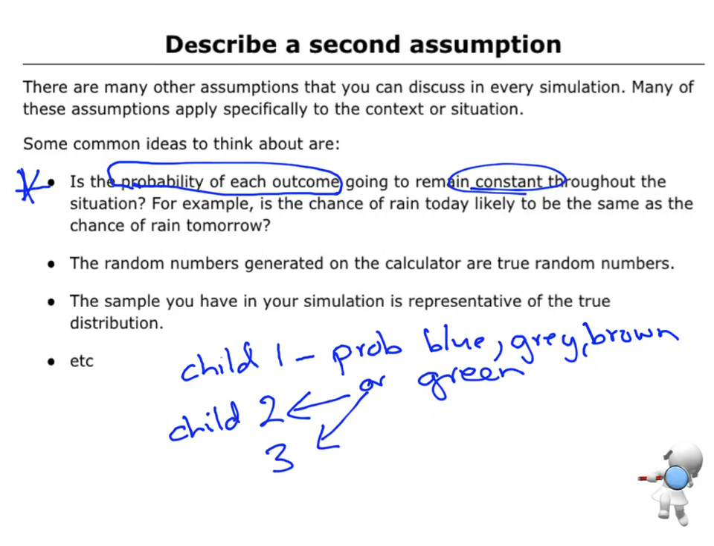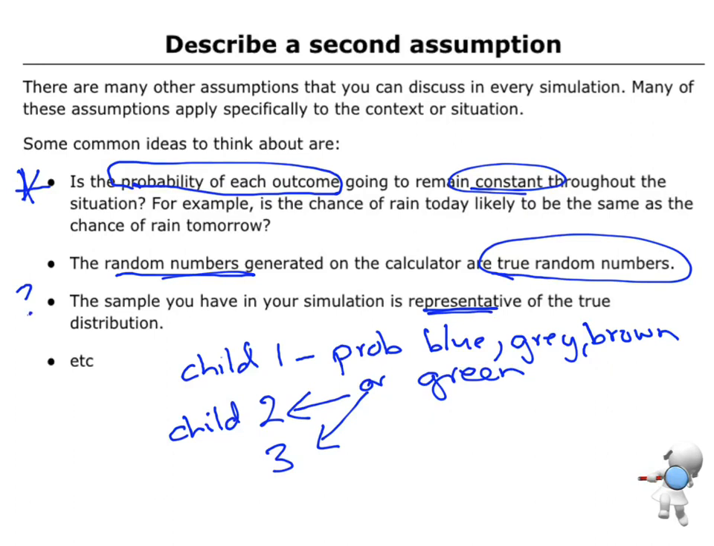Another assumption we could think about is that when we generate random numbers on the computer or the calculator, we assume that those are truly random numbers. There's a whole field of mathematics that goes into random numbers. We're assuming that the formulas we're using are going to give us true random numbers. A third idea is thinking about our data being representative, but that's not a great one. I don't want to see that one come up too often.